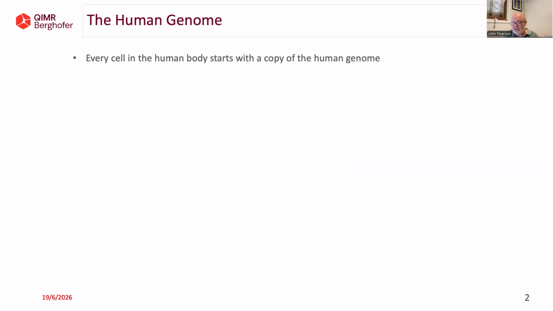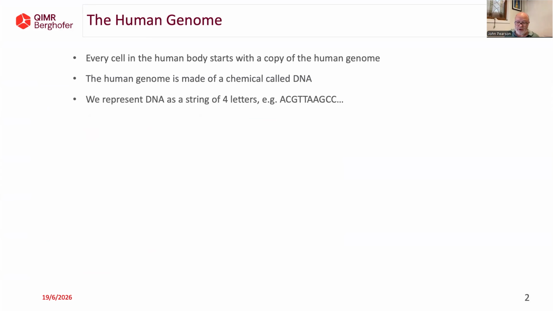Our genome is something we inherit from our parents, half from mum, half from dad. The chemical that makes up the human genome is DNA. So you'll often hear genome and DNA used interchangeably, and that's why. For the purpose of doing analysis, there are four subchemicals in DNA, and we have a letter for each of them: A, C, G, and T. This means, by and large, genomic analysis is actually a string operation.